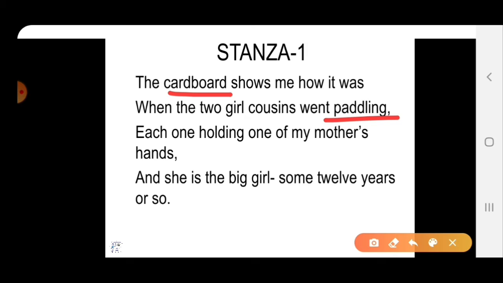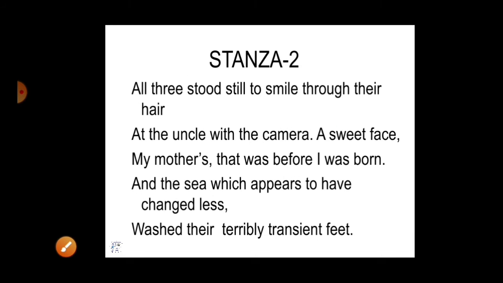Actually, in these lines, the poet is looking at an old photograph or photo album, which is made up of cardboard. In the picture, there are three girls who are walking on the beach, holding each other's hands. The girl in the middle is the tallest. Big girl is the tallest and oldest. The other two on each side are younger than her. The girl in the middle is the poet's mother, and she is around 12 years old when this picture was taken. Right? Now we will read stanza 2.